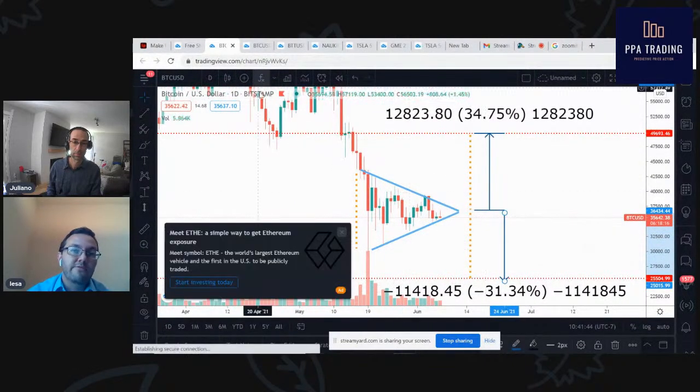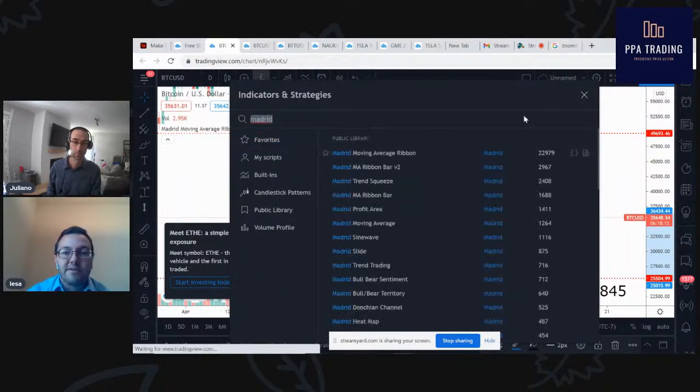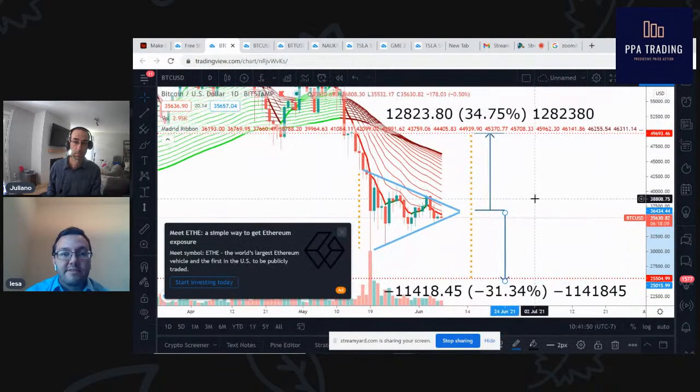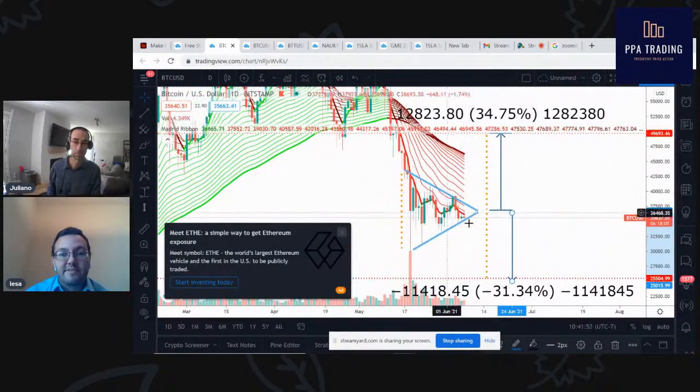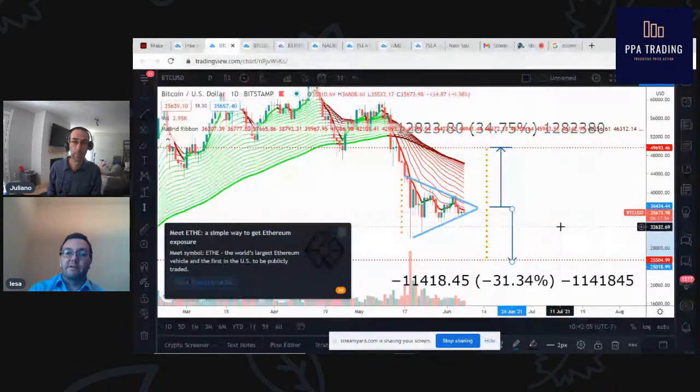So what we talked about before was the Madrid ribbon. Let's see. I'm still seeing a lot of red right here, so I don't see any type of bullish movement. So that's why I am biased to the downside. I use other patterns and other types of indicators to help guide me through it. So that's what I'm saying. What about you, Giuliano? What's your bias?